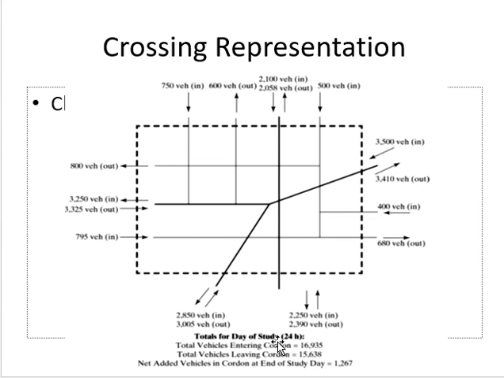Okay, and then you can see that this complete count was taken in 24 hours. Total entering vehicles, so you add all the numbers which entered, 16,935 in 24 hours, and the vehicles which left, 15,638. So almost equal, right? Okay, so the number of vehicles which were left at the end of the day is 1,267. So entering and leaving are almost equal. A difference of around 1,000 in a day is not very significant.